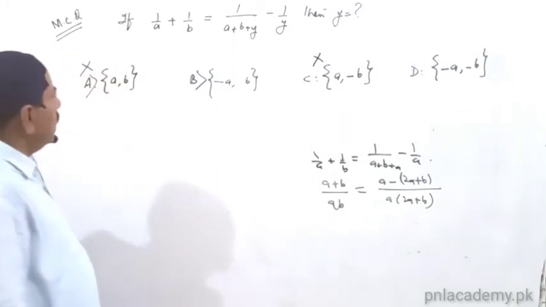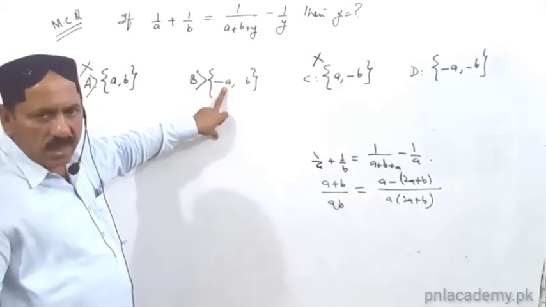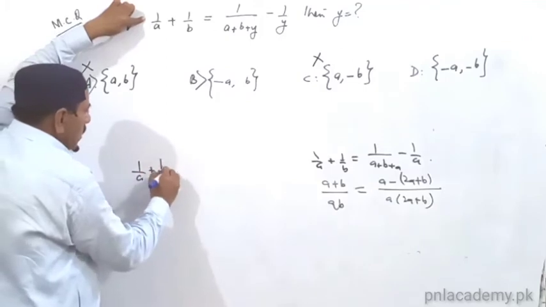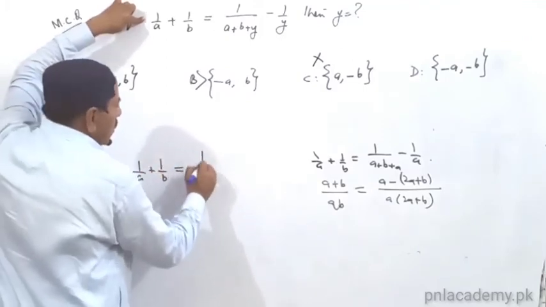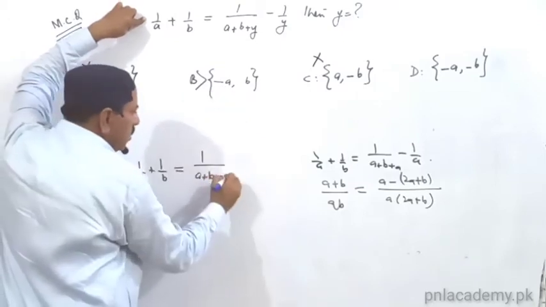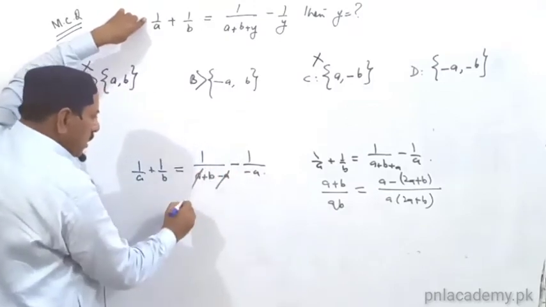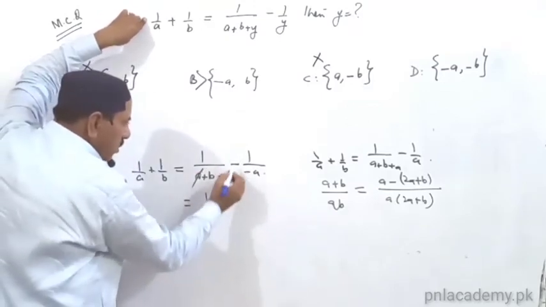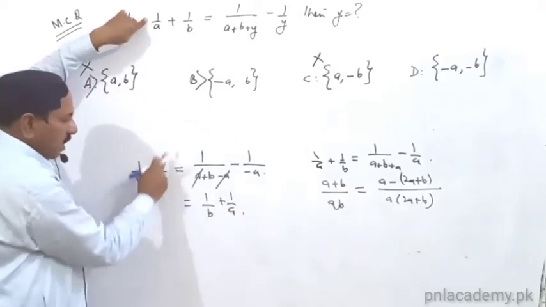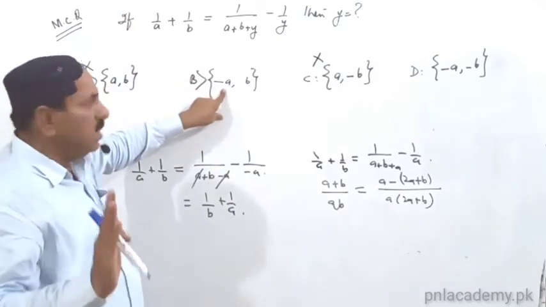Next, if we say that minus a is the correct answer, then 1 upon a plus 1 upon b is equal to 1 upon a plus b. Substituting minus a, this will be minus a, minus 1 upon minus a cancels. This will also be 1 upon b, minus into minus plus 1 upon a. Both sides are equal to each other: 1 upon a plus 1 upon b is equal to 1 upon a plus 1 upon b. Means minus a is the correct answer.